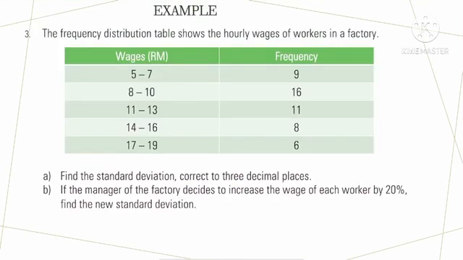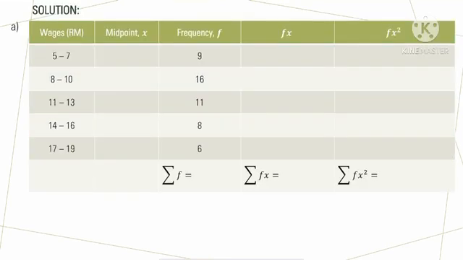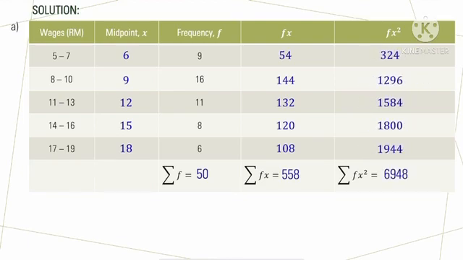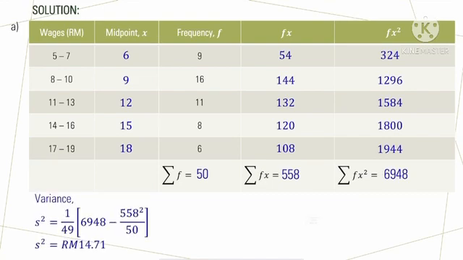In this example, we want to find the standard deviation and the new standard deviation when the wage of each worker is increased by 20%. Before we find the standard deviation, we have to complete this table first. Substitute all the values into the formula to find the variance first. Then find the standard deviation. The answer must be in unit RM.